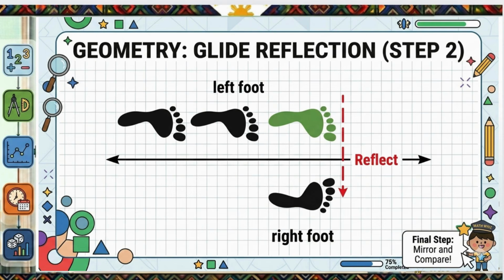3. Left foot versus right foot. This is the most important part to remember. A translation, slide, keeps the foot the same, left remains left. A reflection, flip, changes the foot, left becomes a right foot. Because we did both, the final result, the black footprint at the bottom, is now a right foot and it is further ahead than where we started.